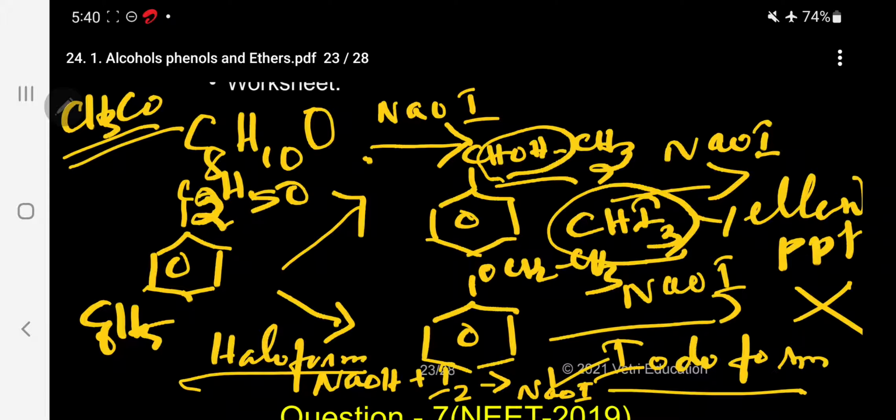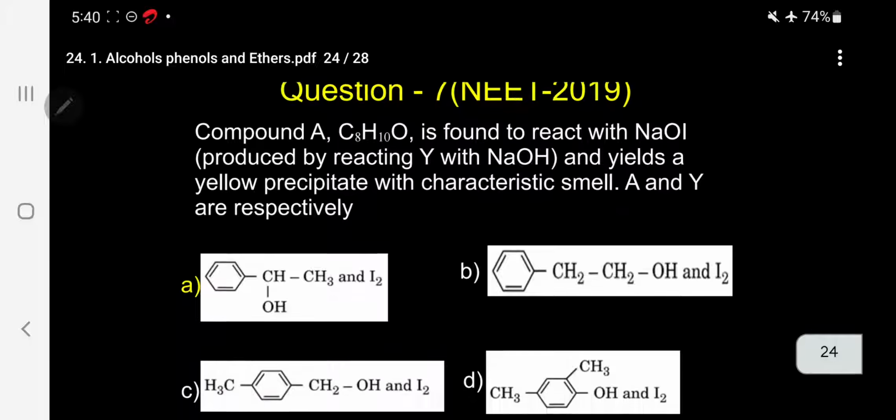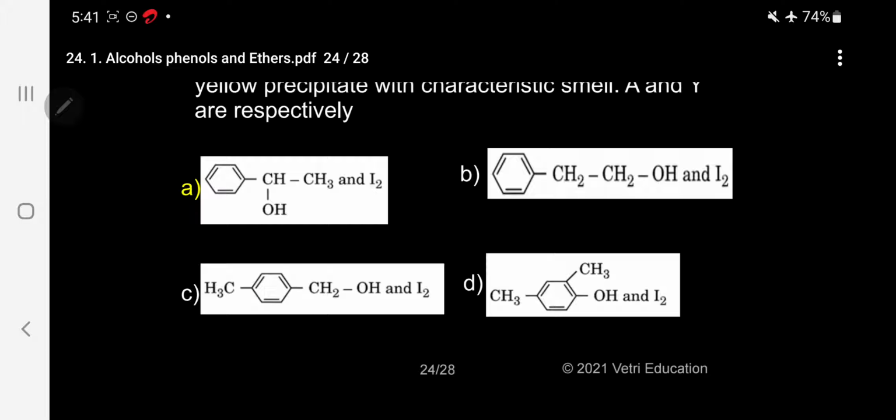So what we need as the answer is: iodine reacts with the compound, giving sodium hypoiodite in sodium hydroxide, that is one. Then the compound producing the yellow precipitate is only the corresponding phenyl group, C6H5COCH3. That is the correct answer. Kindly follow. A is the correct answer. I hope you have a very clear idea.